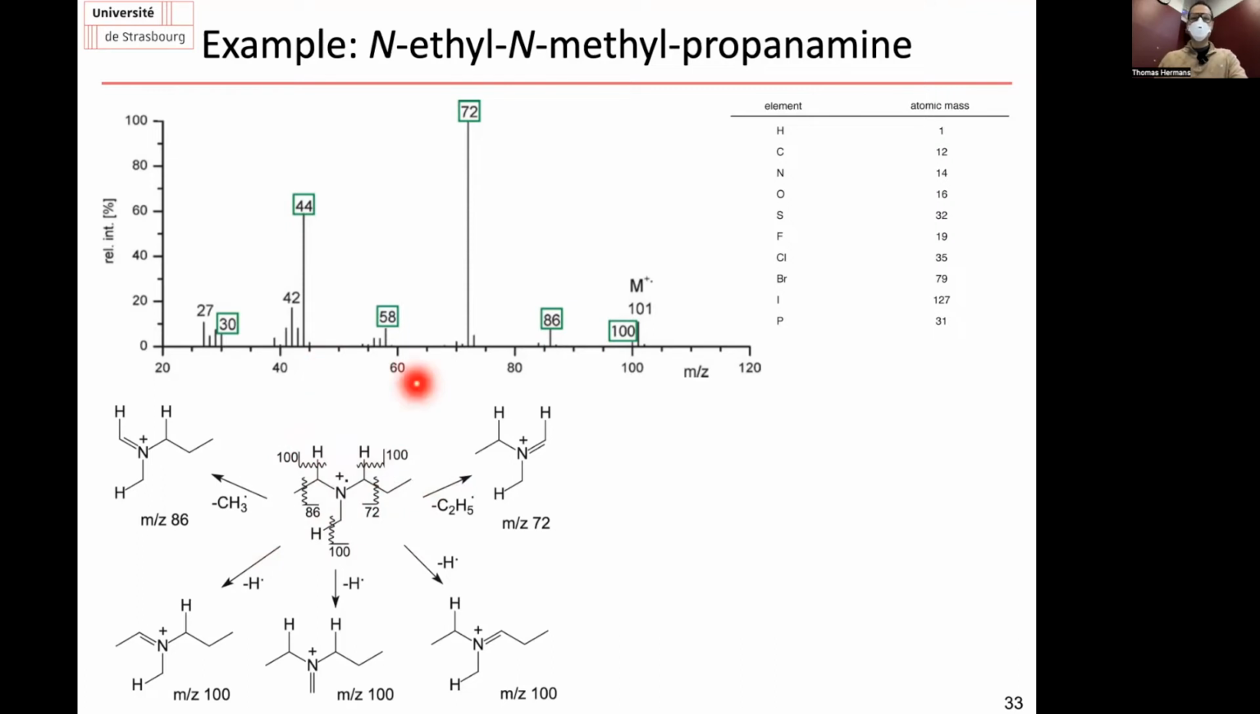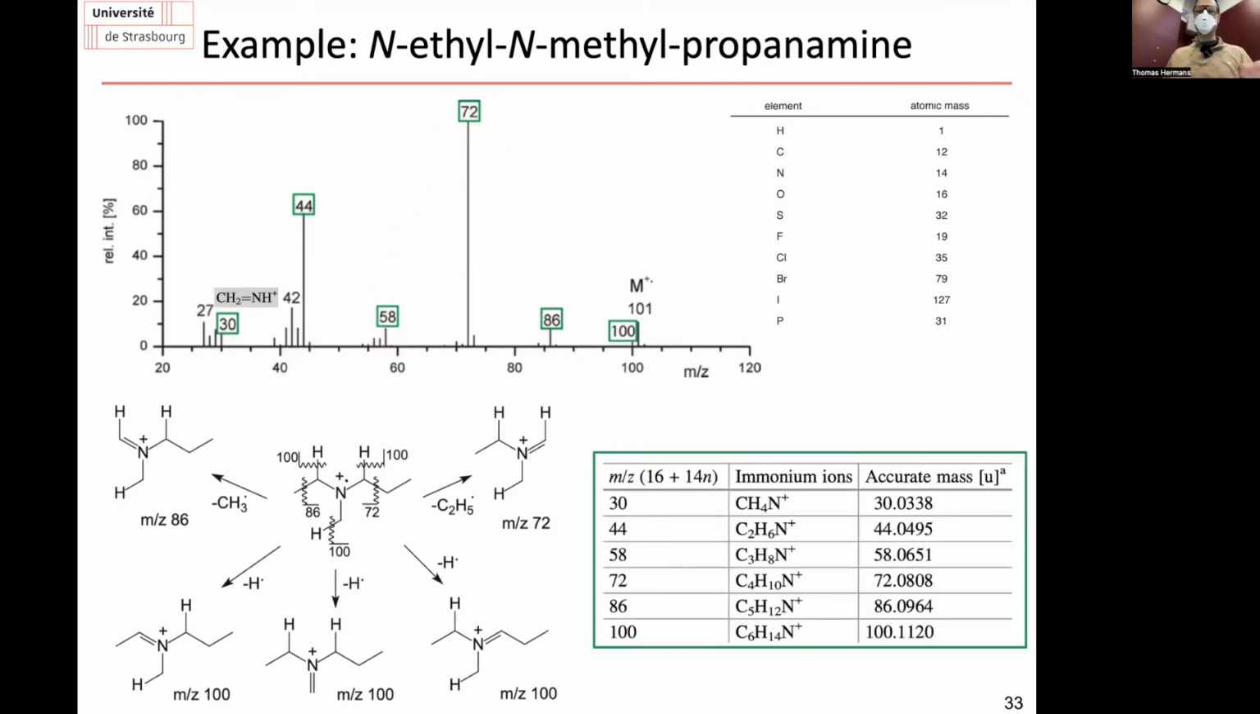101. And we can get fragmentation of this sigma bond, so we can get loss of one hydrogen, which gives you 100. We can get cleavage here, so we cleave a CH3 off. We have 86, and we can cleave also a C2H5 off, and we get this loss. But you see these ions will be recurring in all kinds of compounds that lose ammonium ions.